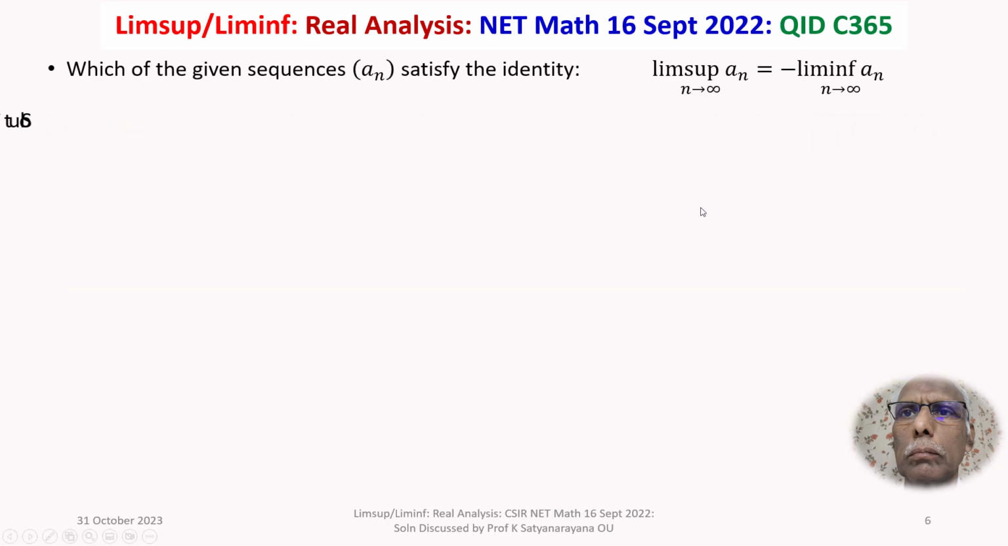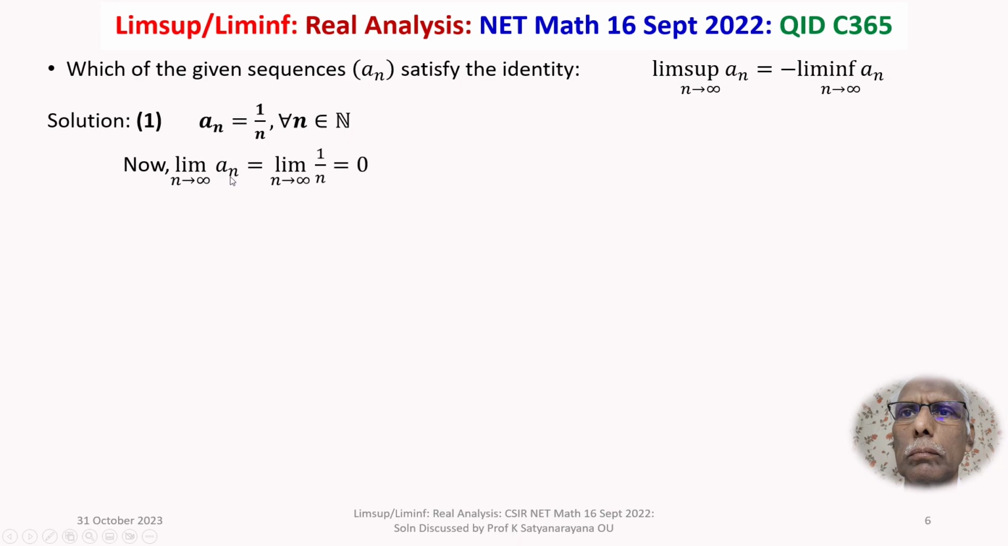We now discuss the solution of the problem in detail. Let's first of all take the sequence given in option 1, that is a_n equal to 1 by n for all n belongs to N. Now, the limit as n tends to infinity of a_n is the limit of 1 by n. It is very well known that it is equal to 0. So the sequence a_n converges to 0.